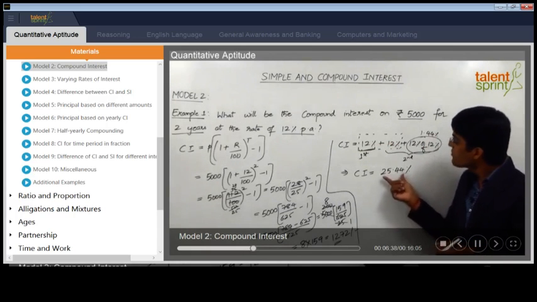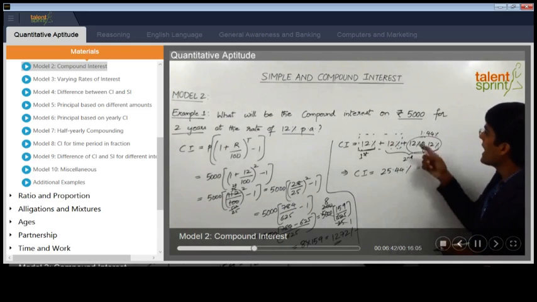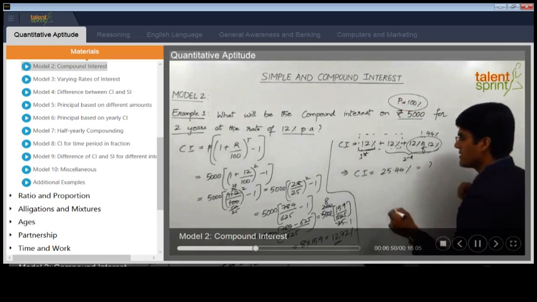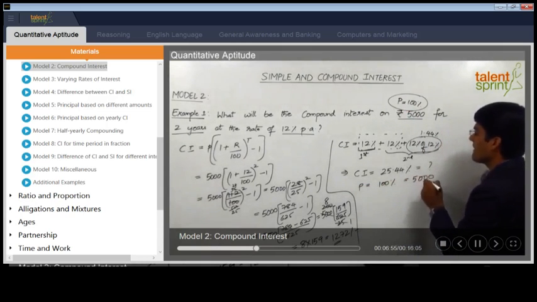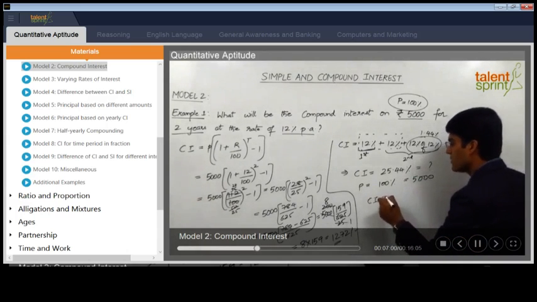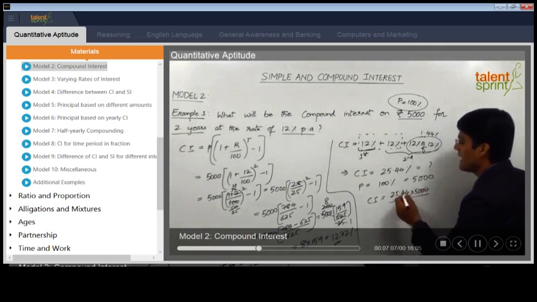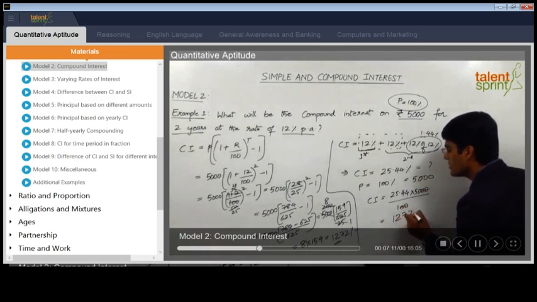So here we need to find out 25.44% is equivalent to what? And we know that 100%, that is nothing but the principal. Principal should always be taken as 100% and it is given as 5,000 rupees. So we can say that the principal 100% is equivalent to 5,000. So simply by cross multiplication we can find out the required answer. So the CI here will be equal to 25.44 into 5,000 divided by 100. So zeros get cancelled and then 25.44 into 50 when multiplied will result in 1272.